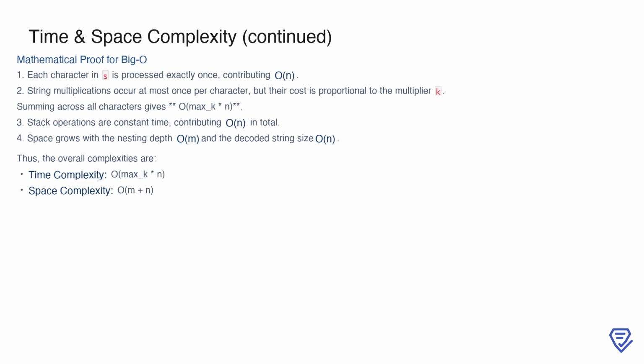For space complexity, the stack usage grows with the nesting depth, requiring O(m) space, while the decoded string size can reach O(n) in the worst case. Combining these observations, we confirm the overall time complexity is O(max_k * n), and the space complexity is O(m + n).